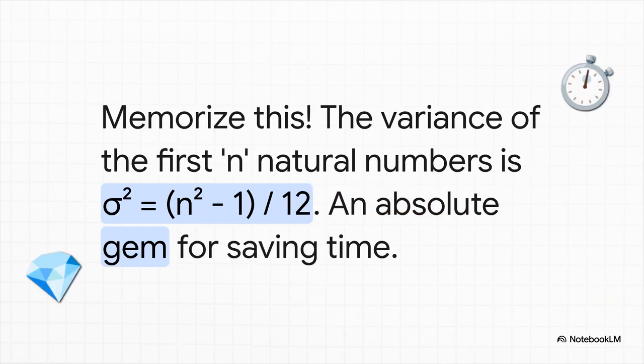And here it is, an absolute gem. The variance of the first n natural numbers. If a question ever asks for the variance of, say, the numbers from 1 to 100, you don't actually calculate it. You just plug n equals 100 into this formula. Memorize this. It's a massive, massive shortcut.